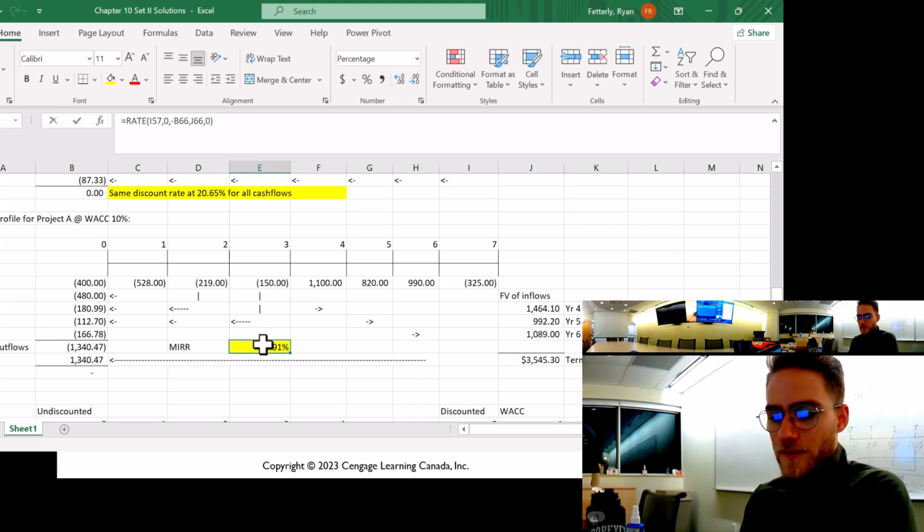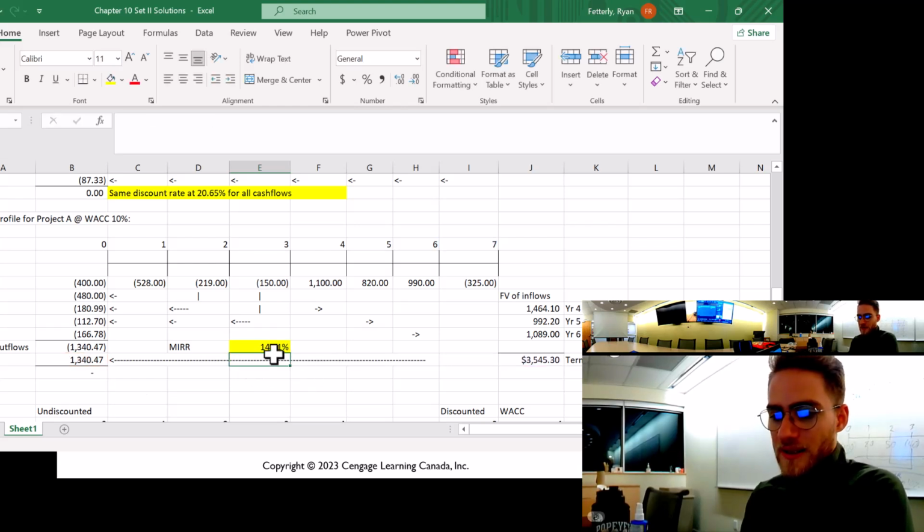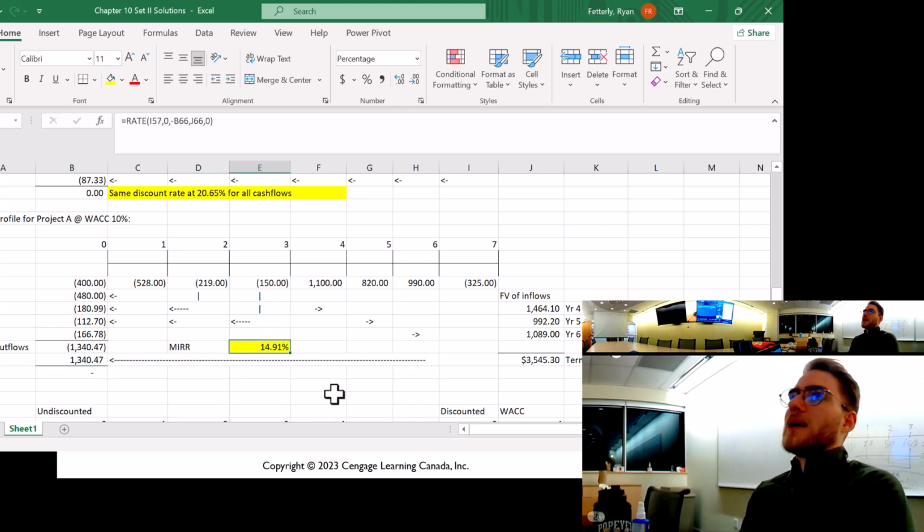So what I do is I set this so that this is my future value, this is my present value, right? There are no payments. And then I just solve for the rate. The rate of return on this to bring this back to equal this would be 14.91%.